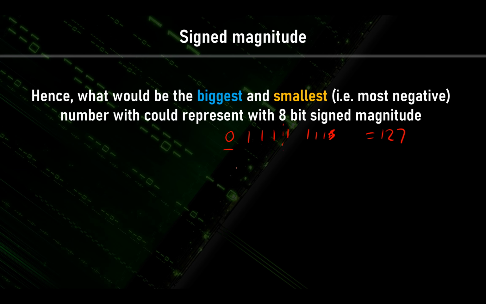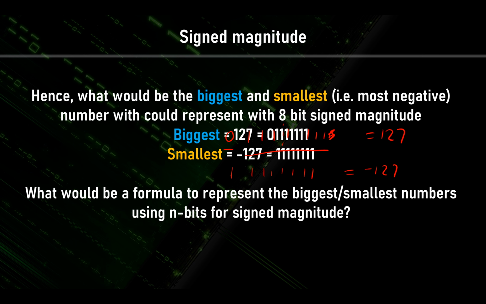Now, if we want to make the smallest, these 7 bits are going to be the same, but the first bit is going to be 1. So in this case, just 8 1s. Yeah, that's 8. And this is going to equal minus 127. So we can see here the biggest and smallest.